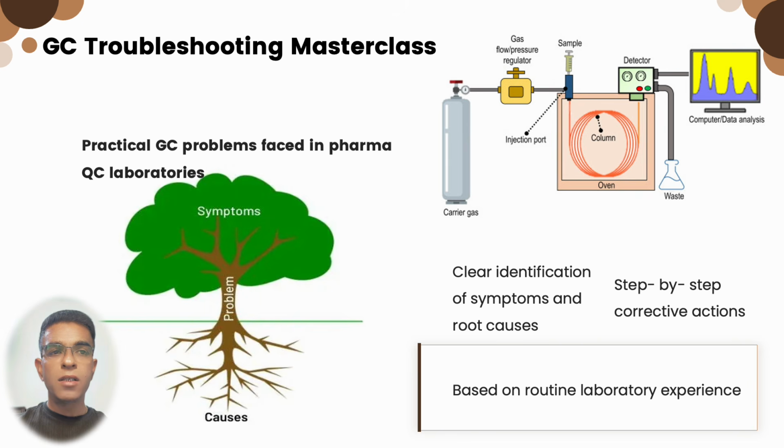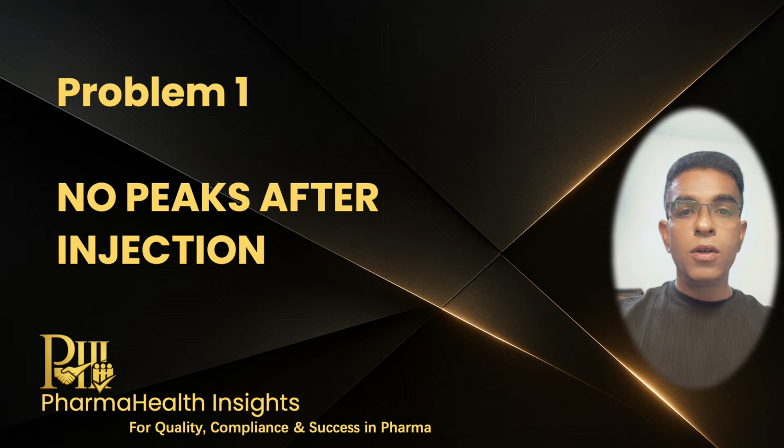In this masterclass, we will discuss real GC troubleshooting problems that analysts face during routine pharmaceutical testing. These are not theoretical concepts but real laboratory issues that directly affect analysis, documentation and batch release. For each problem, we will understand what is observed, why it happens and how it can be corrected practically in the laboratory. So, let us begin with the most basic and most alarming GC problem.